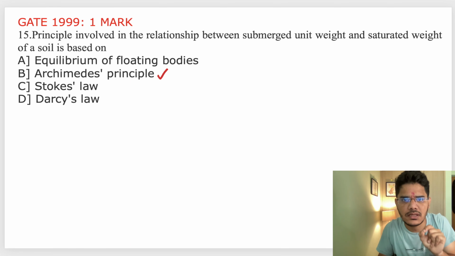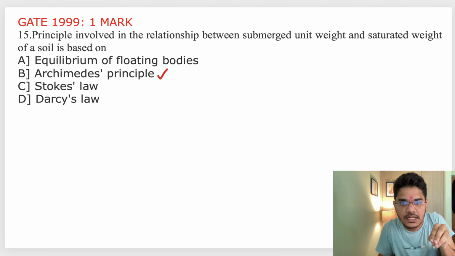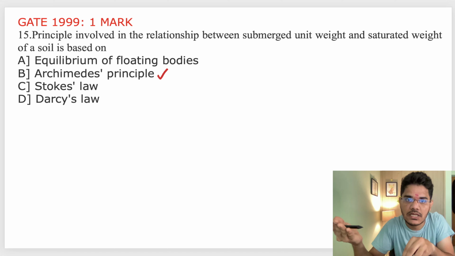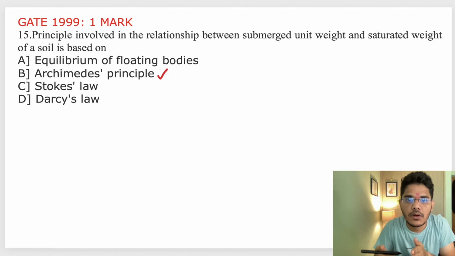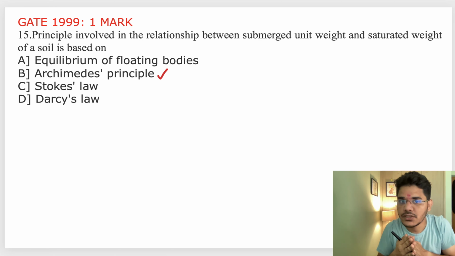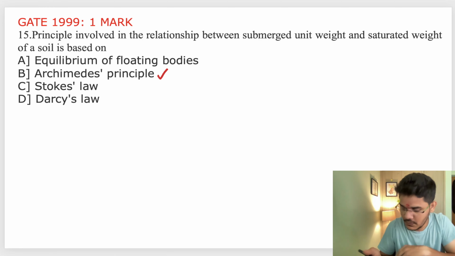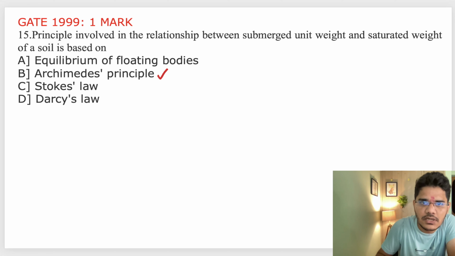Archimedes principle is nothing but when an object is placed in a container which is filled with water, some amount of water will be displaced. That amount of water will be equal to the weight of the object which is placed in the container. Based on this relationship only we have derived the submerged unit weight formula. It is a very simple, theoretical question.